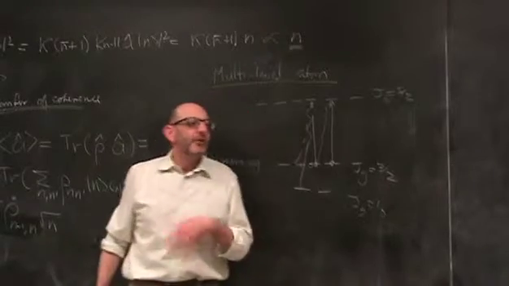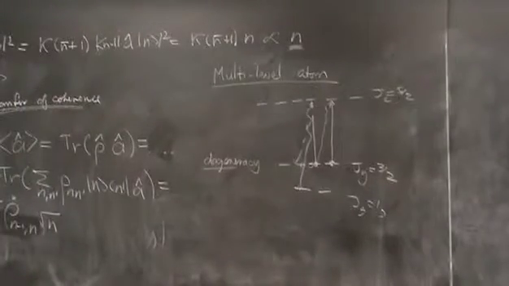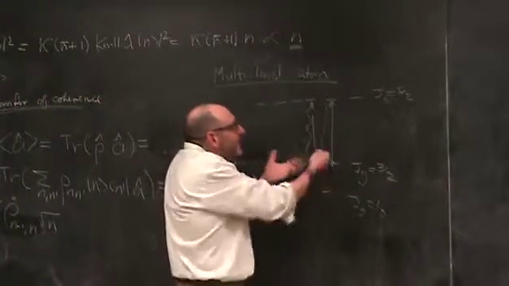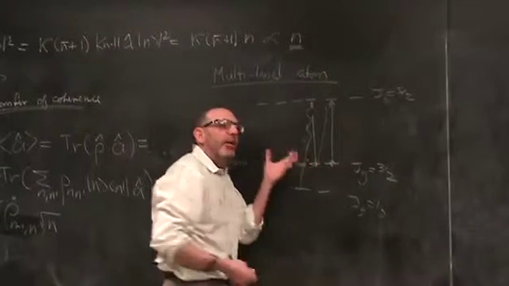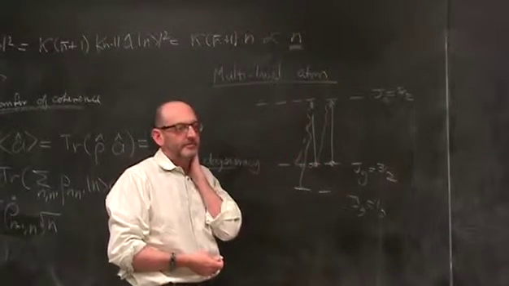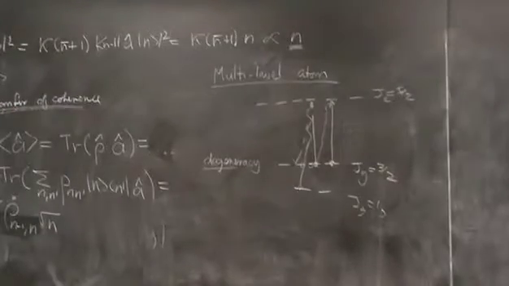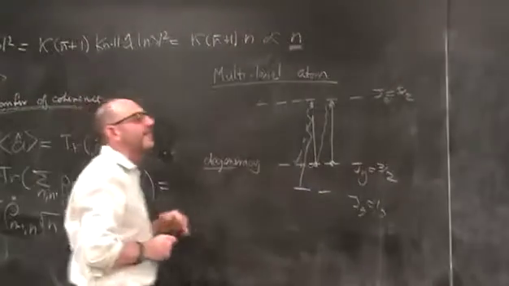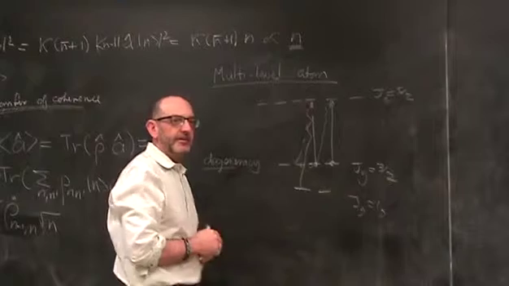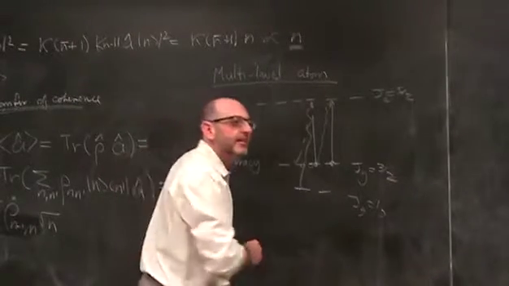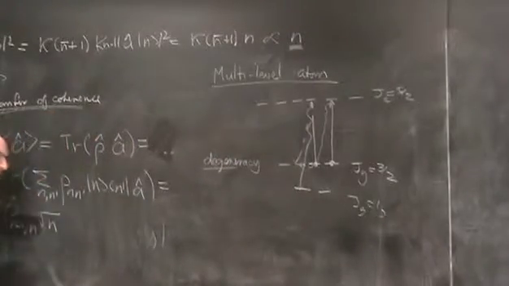So those kinds of details need to be put in when we have our multi-level systems. We have to think carefully about that question of the transfer of coherences. Now there's one last point I want to make about this that is a little bit subtle. Suppose that I broke this degeneracy by applying a magnetic field. We have a Zeeman splitting between these different magnetic sublevels.